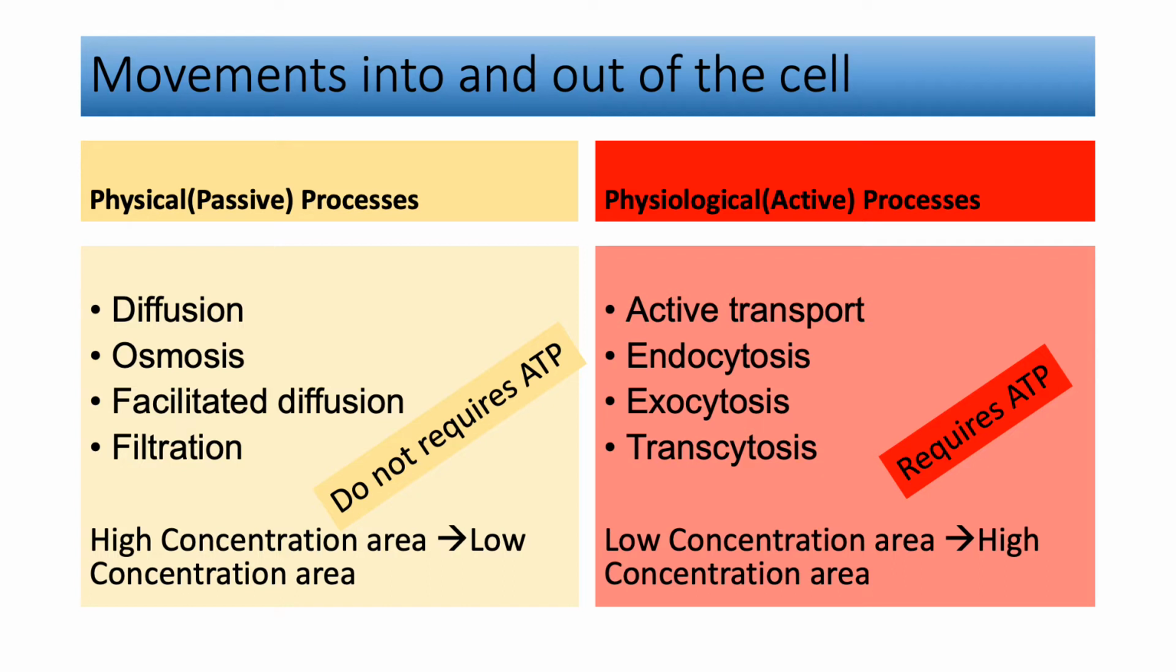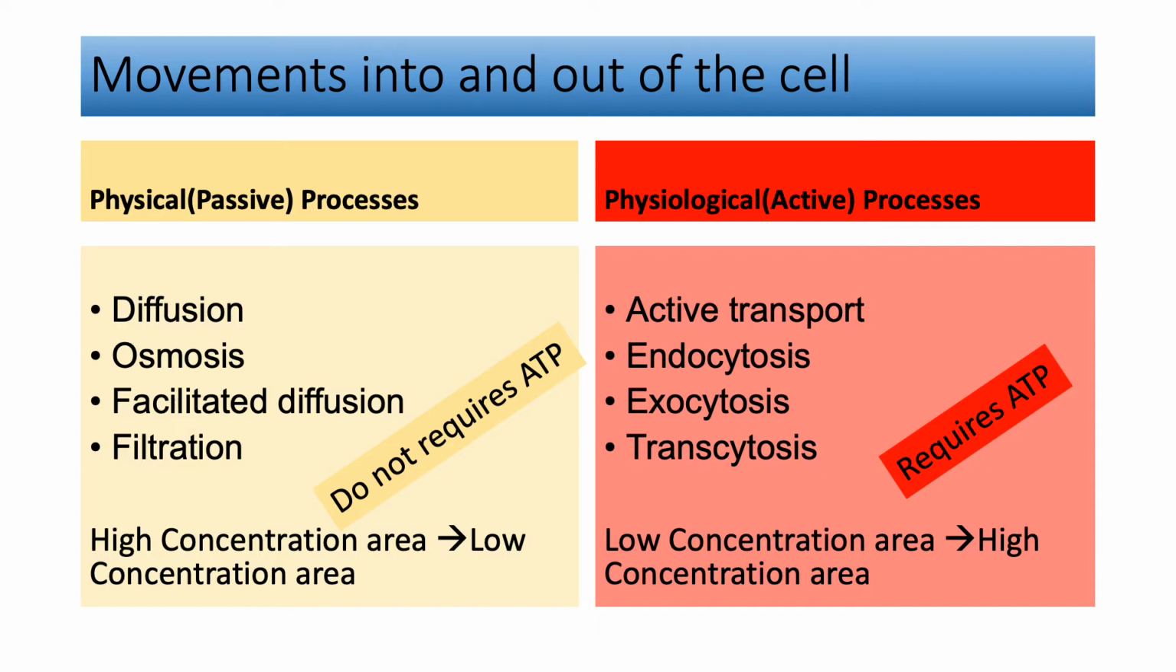In a cell, substances can move in and out by two main mechanisms. One of them we call a physical or passive process, and the other a physiological or active process. What is the main difference between those two processes? Whether they require ATP or not. Active processes require ATP, require energy to do that, and passive processes do not require any ATP.